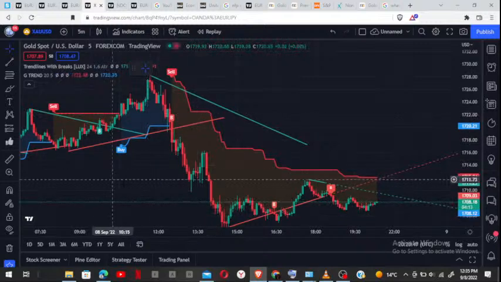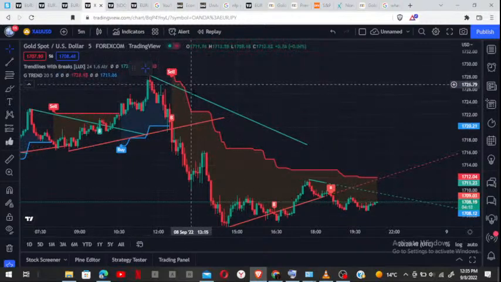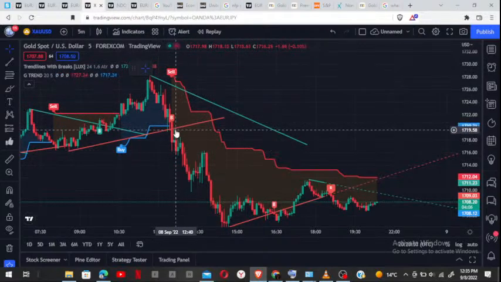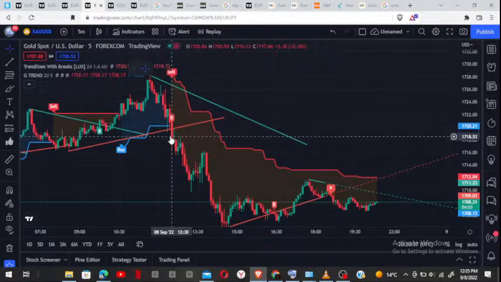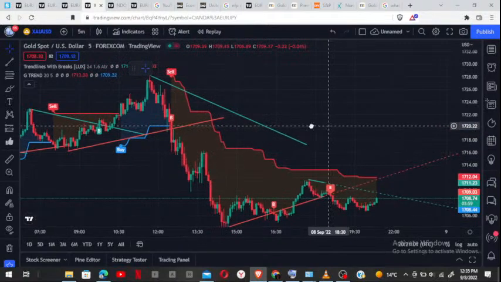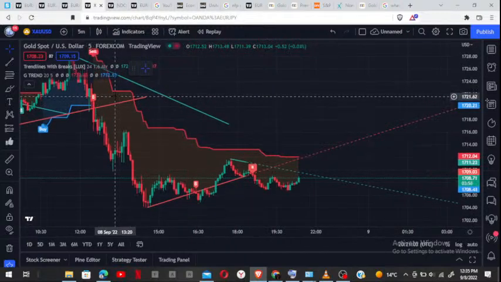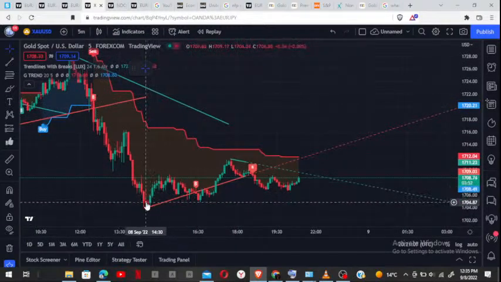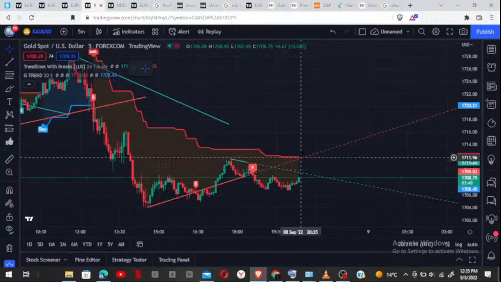So this one mostly will give you a clear indication of what's happening in the market. Right now you can see the market broke out from this level, and you are able to sell. If you took a sell position from this point over here to this point over here, you made a lot of profit. That is today. And right now the market is here.